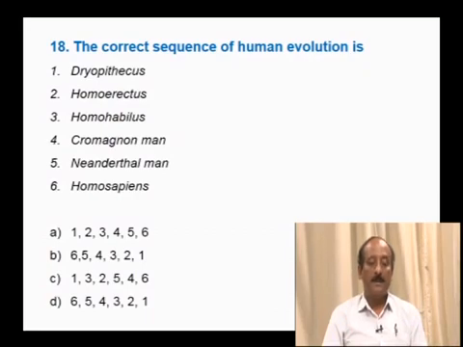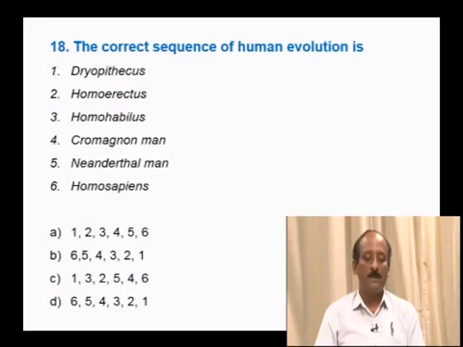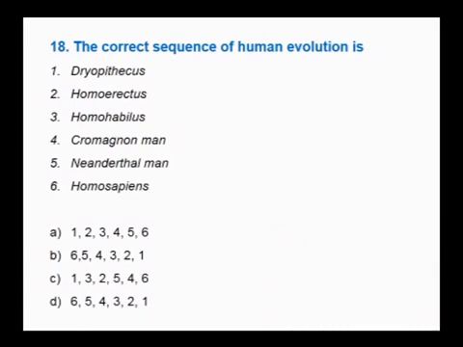Question number 18. The correct sequence of human evolution is Dryopithecus, Homo erectus, Homo habilis, Cro-Magnon man, Neanderthal man, Homo sapiens. Here the first evolved human was again Dryopithecus, nearly 15 million years ago. It is followed by Homo habilis. Next to Homo habilis, Homo erectus, then Cro-Magnon man, Neanderthal man, Homo sapiens.